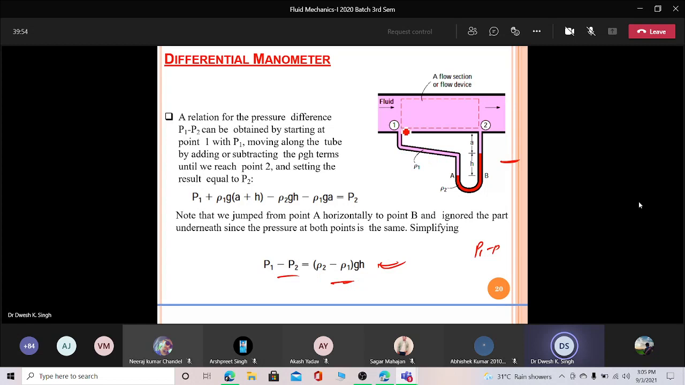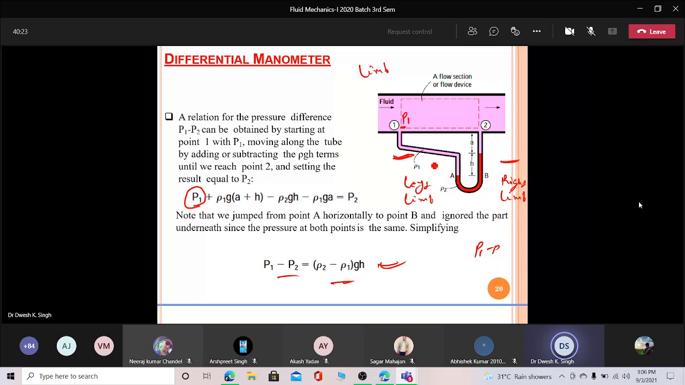So here there will be some pressure. Obviously, that pressure is P1. Look here. Plus, what is the pressure on this left limb? This is called the limb. So this side is the left limb. This is your left limb, and this is called the right limb.